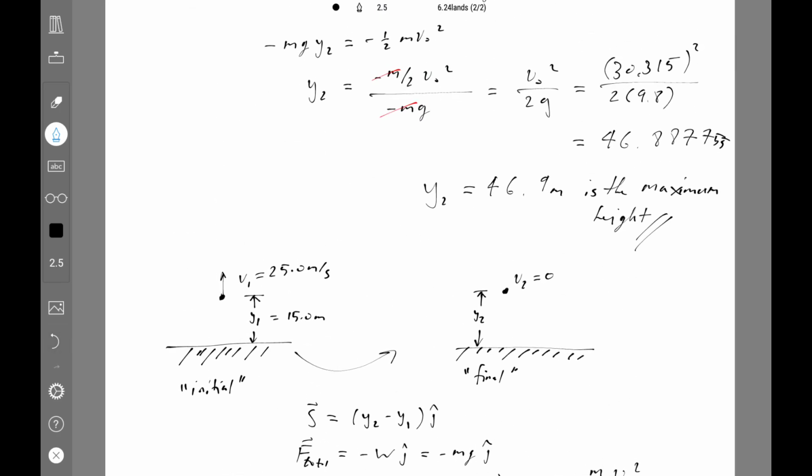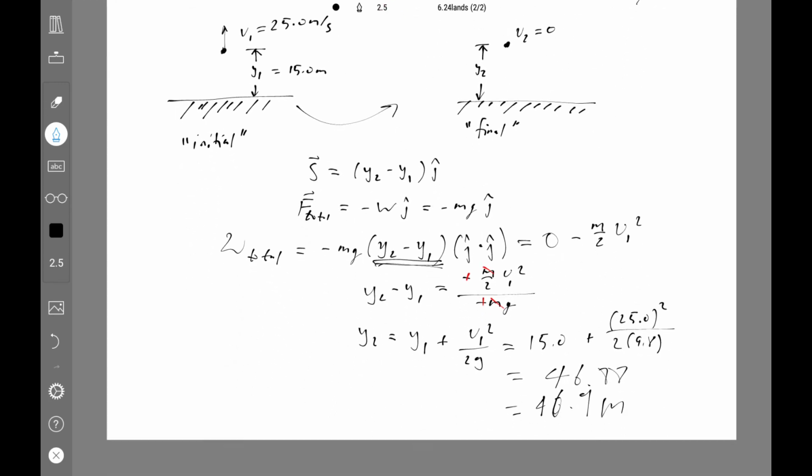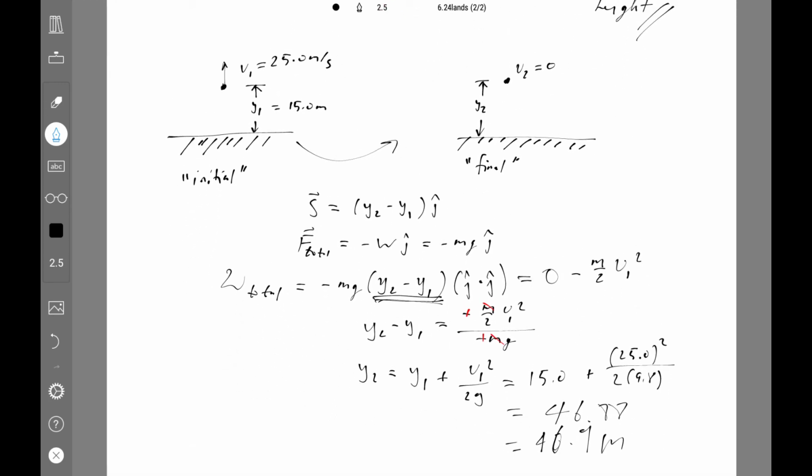Oh, sorry. For some reason I thought the answer was 40.9 or something. Yeah, it's the same thing, as it should have been. Ugh, I was doubting myself. My pen doesn't register when I get close to the edge of the screen, so that's why it's weird. 46.9. Anyway, there you go.